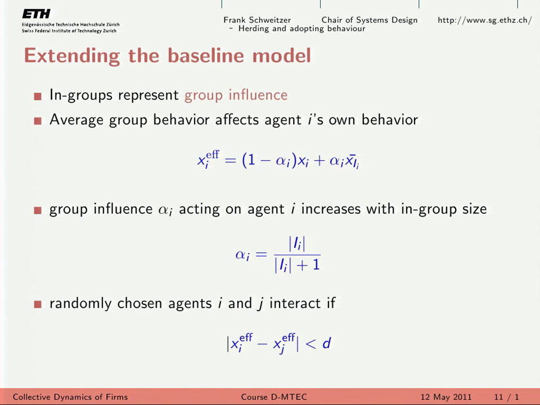For the alpha, we have a very mild assumption only. We say, okay, the group influence increases with the in-group size, which makes a lot of sense, right? So that's the only assumption. You can choose other assumptions here. So this alpha is more or less proportional to I. Yeah?